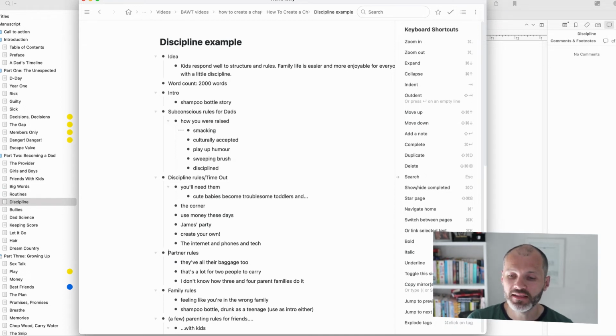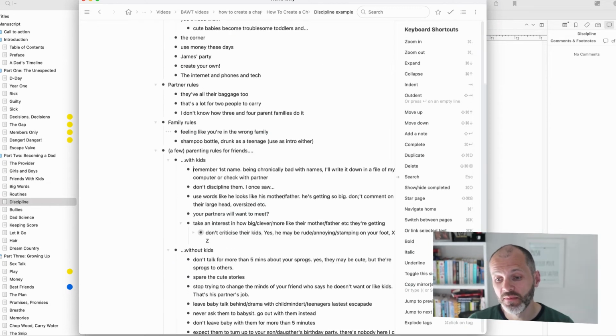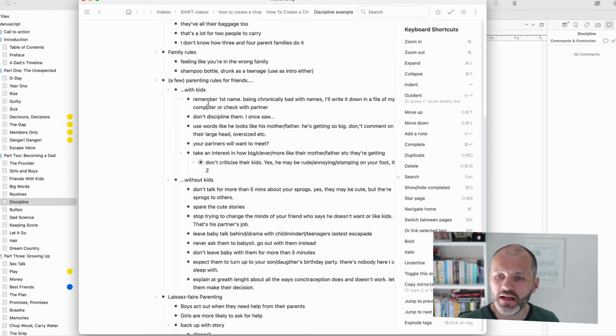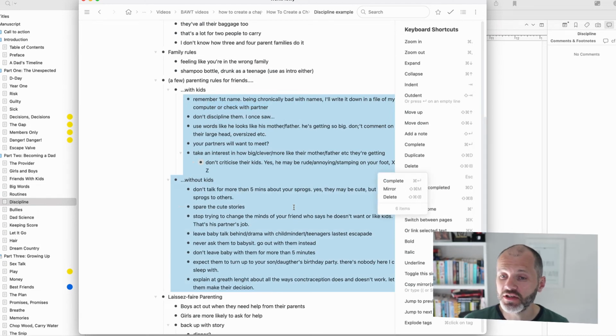Then I came up with a section in the chapter that I wanted to hit, which was all about how a partner has rules for parenting kids and how you have to find a middle ground. And then how a family has rules. And then at the end, you can see here I have some bullet points that were quite a bit longer. Basically here again, I just free wrote using bullet points about parenting rules that could potentially be useful for people with kids and people without kids.